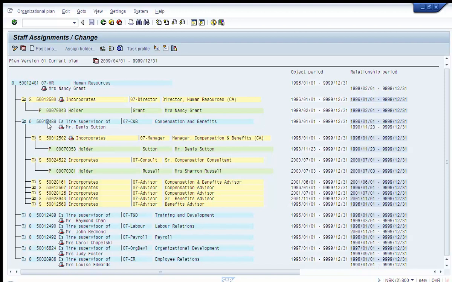So this org unit 500124888 incorporates the position 500125008. From top to bottom you're reading, that is B002. Similarly, if this is the starting node, then this org unit incorporates this position. So this relationship between this org unit and this position is B002.